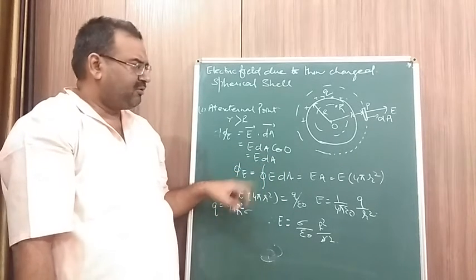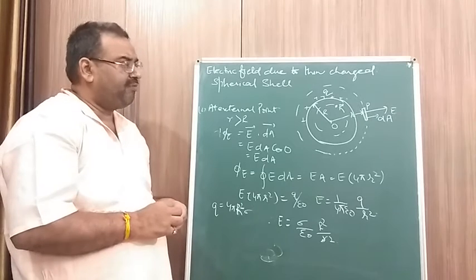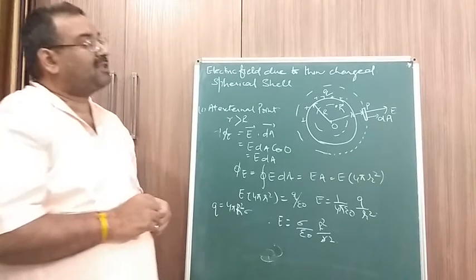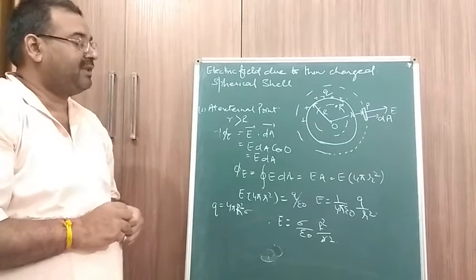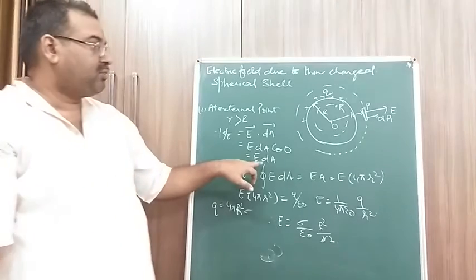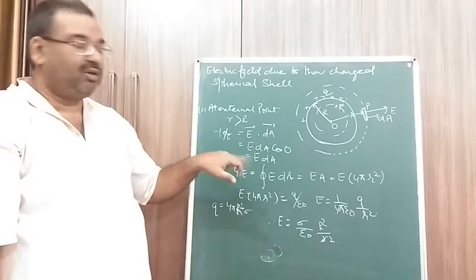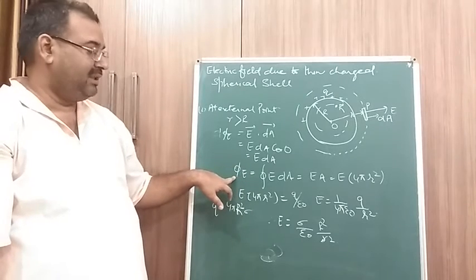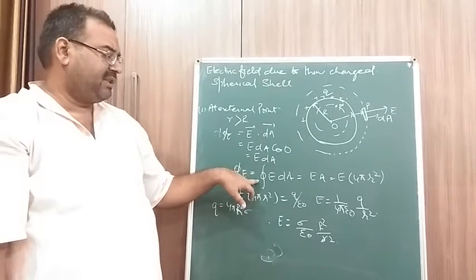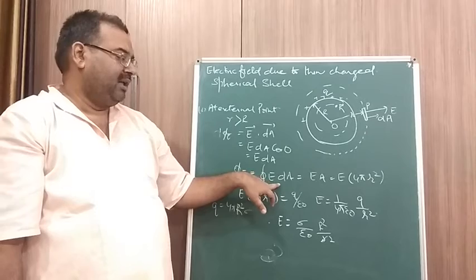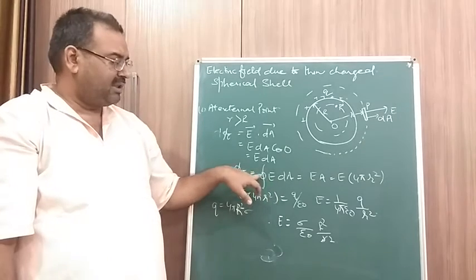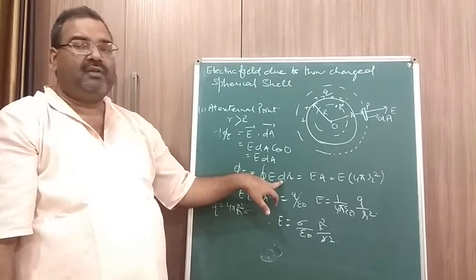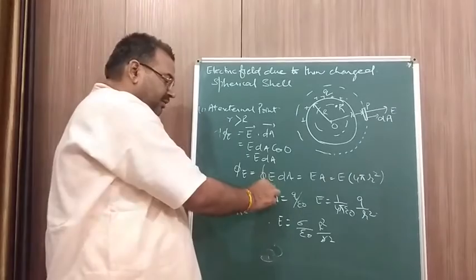Now we have to calculate the whole flux, the total flux passing through the whole Gaussian surface. This was only for a small area dA. So we integrate both sides. Total flux is given by phi E, we do the surface integration of E dA. Now E is constant. This is E times the surface integration of dA.